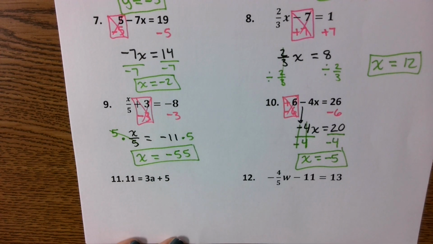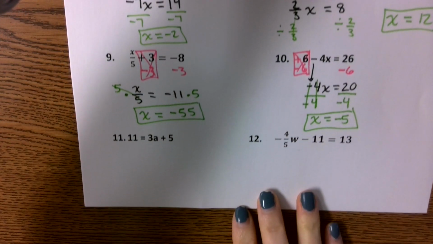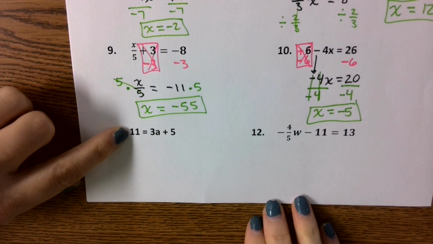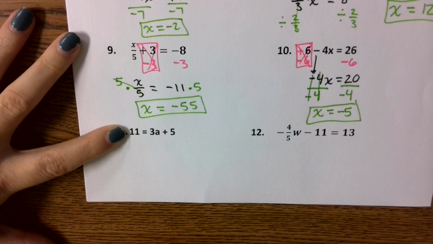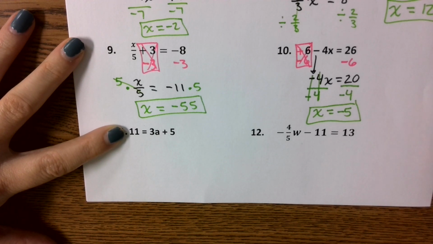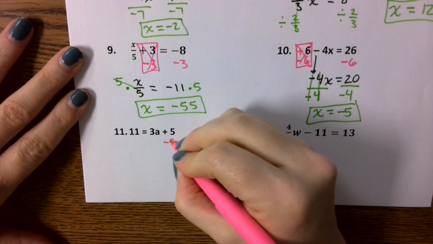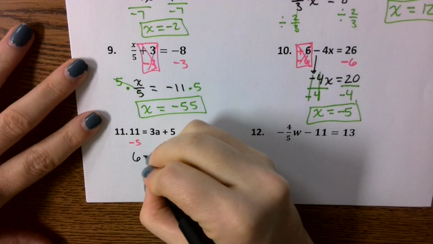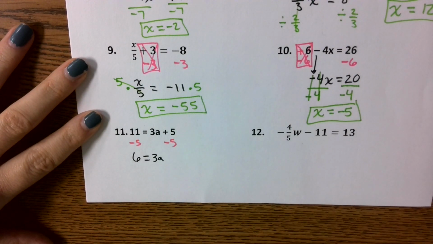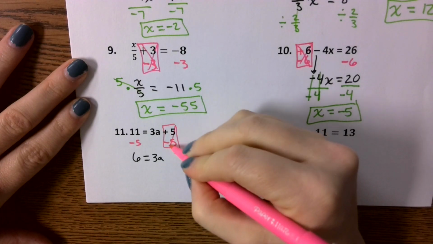Okay, we already did 10 yesterday, so now we're on number 11. Number 11 says, ignore the fact that they're so close to each other. 11 equals 3a plus 5. What are we going to do first? Sebastian. Subtract 5. Okay, so we're going to subtract 5 from both sides. That's going to give us 6 is now equal to 3a, because the 5's over here are going to go ahead and cancel out.